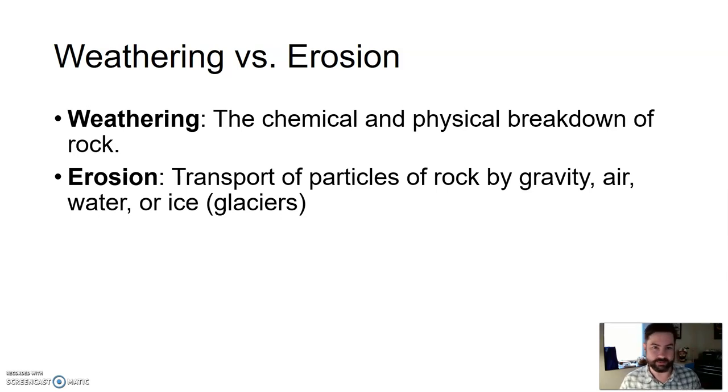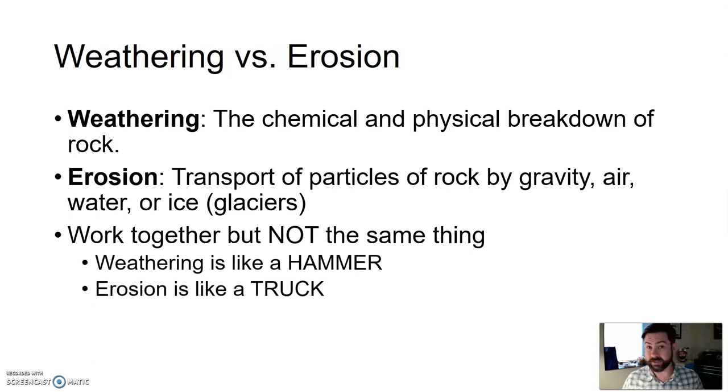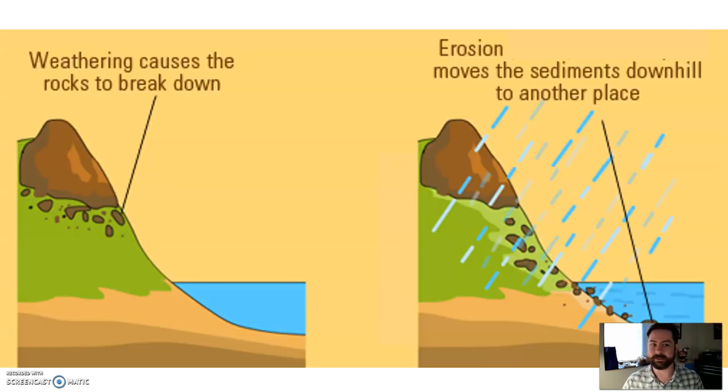I think a lot of times on TV or in movies, they just use the term erosion to mean both the breaking down of material and movement. Not the case. They do work together, but they're not the same thing. If you can imagine, weathering is like a hammer breaking things down. Erosion is like a truck moving stuff. So they can work together. They're just different processes. So again, weathering is the breaking down. Here's a nice little image. Weathering is the breaking down of the rock, however that may occur, which we'll talk about. And erosion, again, is the movement of that material.